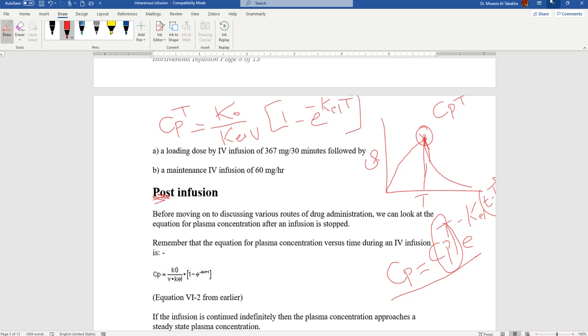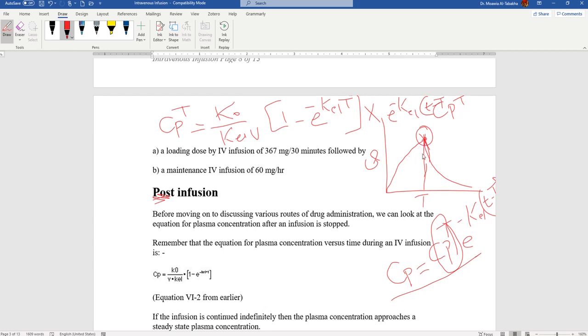Okay? So as you see here, we are using the equation of the infusion during the infusion because it's the last point during the infusion. If I want to know what happens after that, then this needs to be multiplied by e to the power of minus KL times, again, T minus T capital, from the time I stopped.